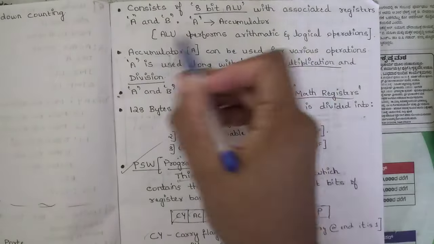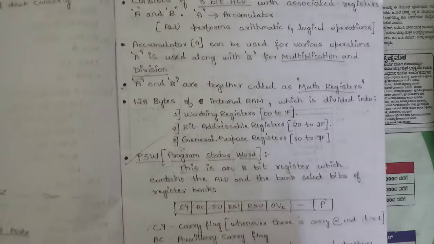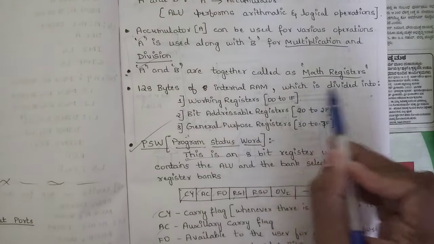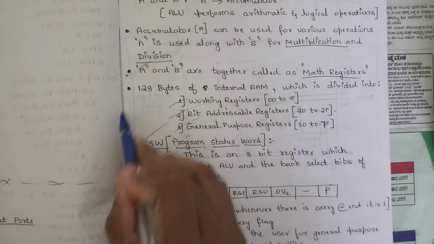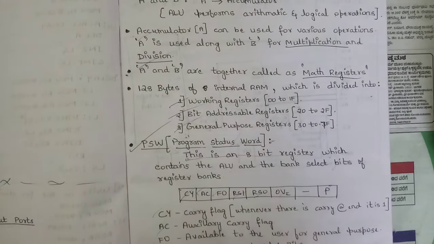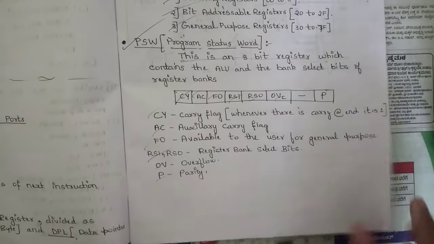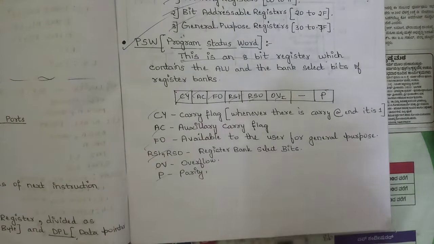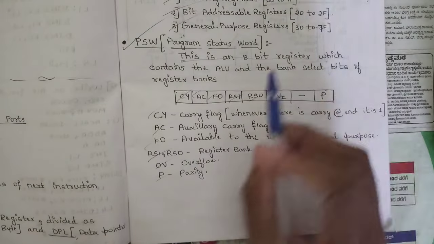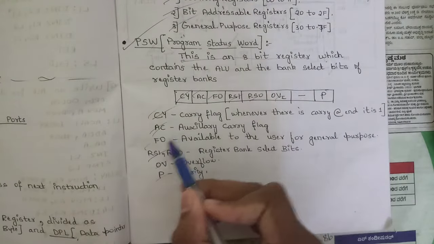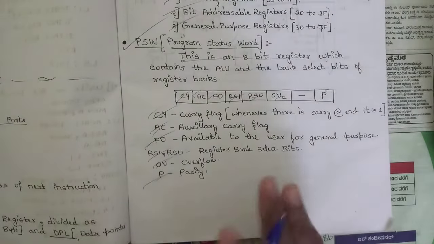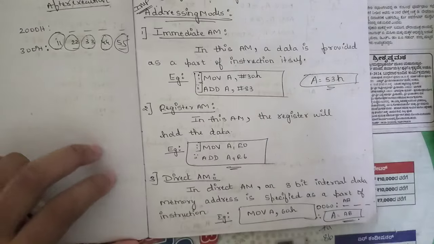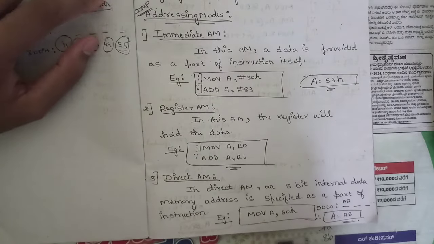Then it consists of an 8-bit ALU that performs operations with the accumulator, such as division. 128 bytes of internal RAM, which is divided into working registers, bit addressable registers, and general purpose registers. That is the internal RAM organization. Then the brief description about program status word, which you should mention when writing the 8051 architecture: carry flag, auxiliary carry flag, overflow, parity, along with the diagram. This is very important, so please note it down. So these are all about module 1.